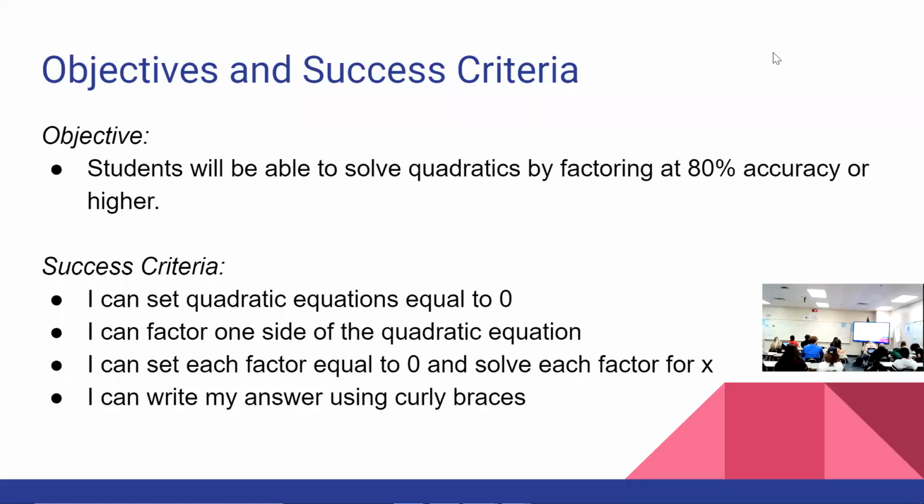Yesterday, we briefly started the 8-5 lesson, and it's all about solving quadratics by factoring. So we've learned how to do it by graphing. That is when you look at the x-axis and say what x values it crosses at. Well, to solve it by factoring, you follow these steps. You set the quadratic equation equal to 0. You factor one side of the quadratic equation, set each factor equal to 0, and then solve each factor for x. That's the basics of it.